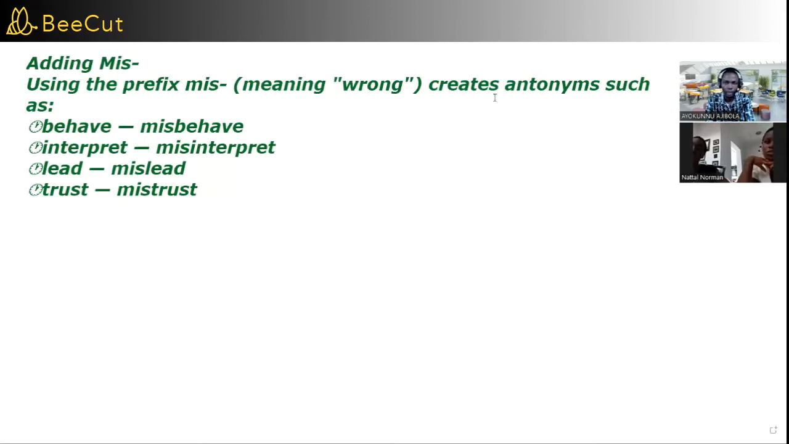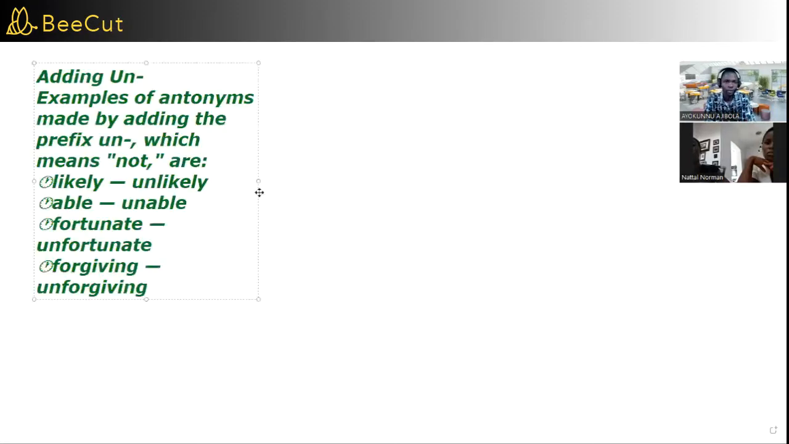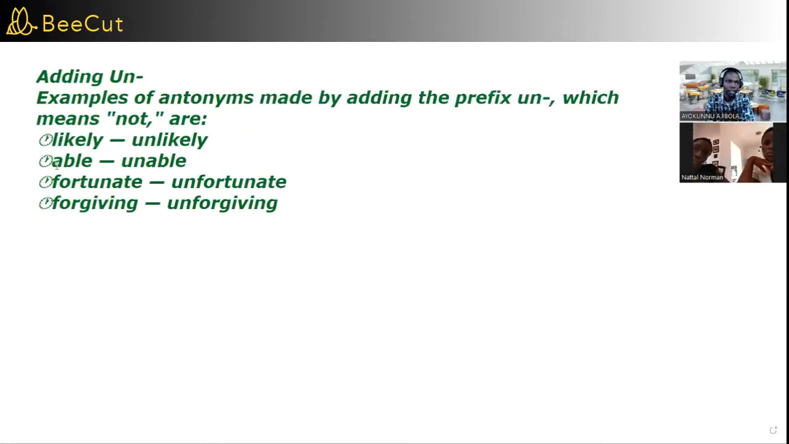Very good. So the next one we're going to look at is adding UN. So when you add un to words, it gives us the antonym: likely, unlikely, able, unable, fortunate, unfortunate, forgiving, unforgiving. Say unlikely, unable, unfortunate, then unforgiving.